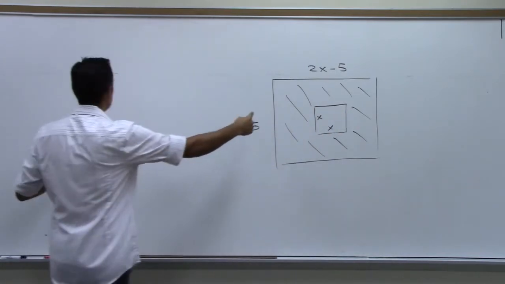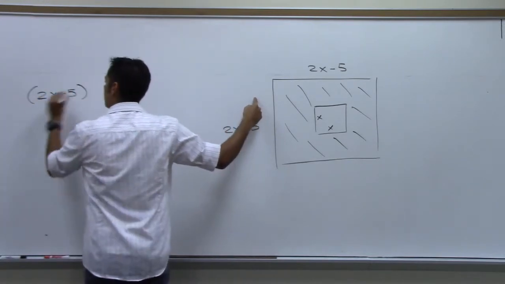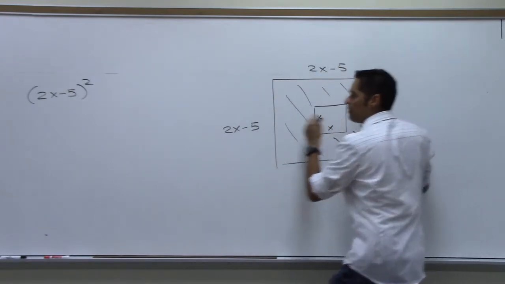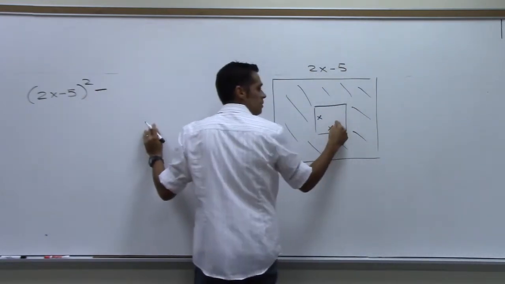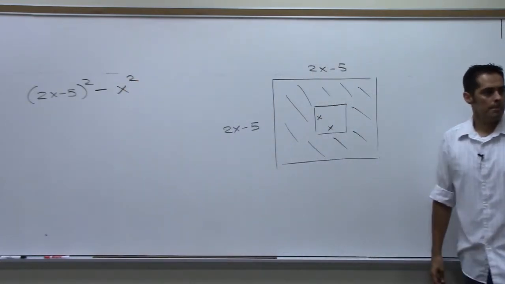So what's the area of the big square? 2x minus 5 squared. 2x minus 5 squared would give you the area of the entire thing. Subtract from that the area of this one, which is x squared. Right?